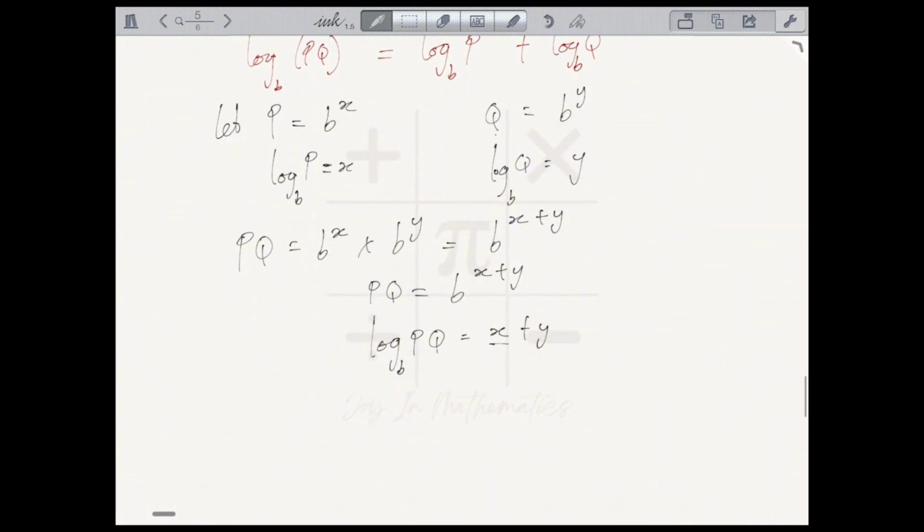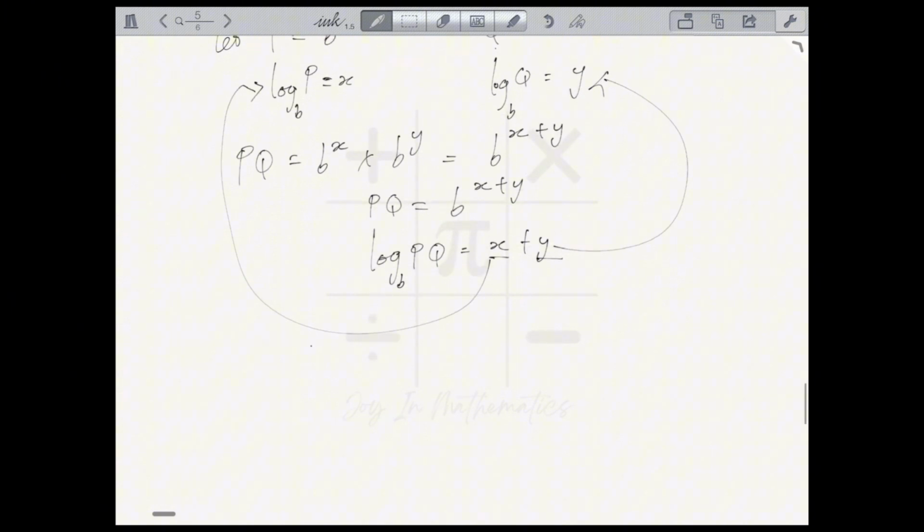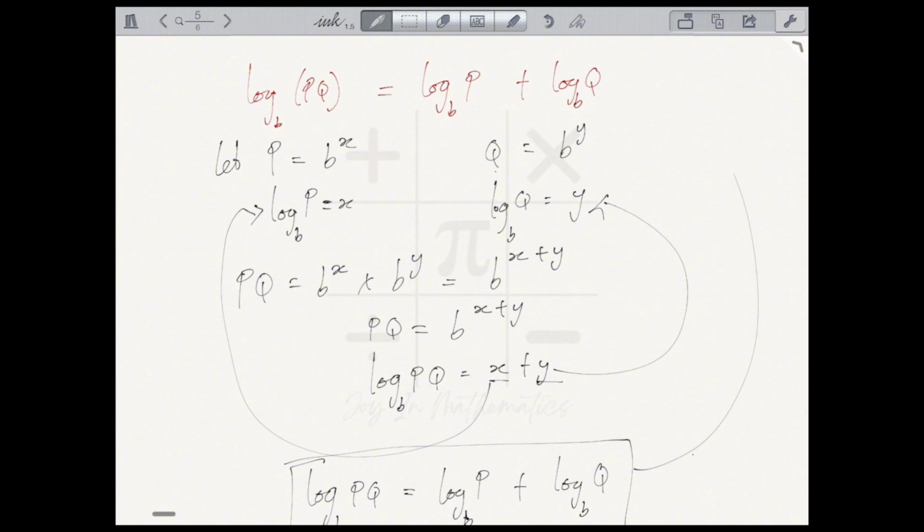Now, what is x and what is y? x is log of p to base b, and y is log of q to base b. Therefore, this brings us back to log pq to base b is equal to log p to base b plus log q to base b. This is the addition law. We can see that this is the same thing as this, so we are relating indices with logarithm.